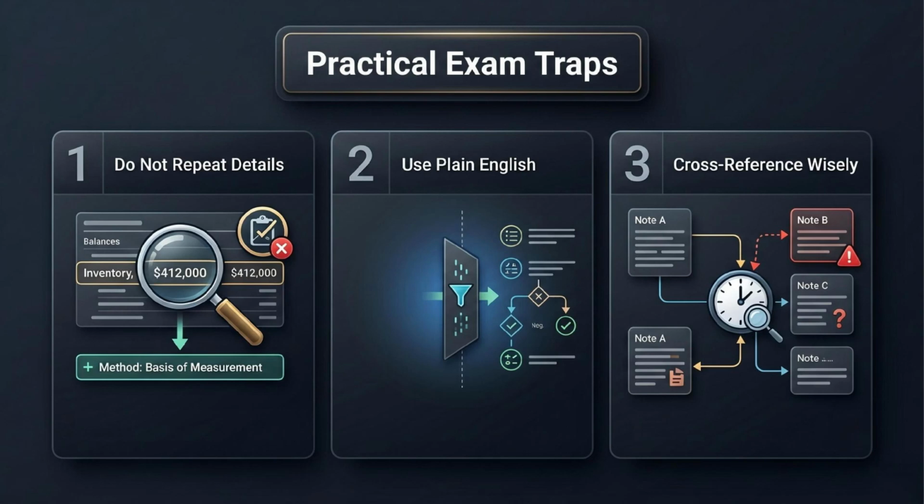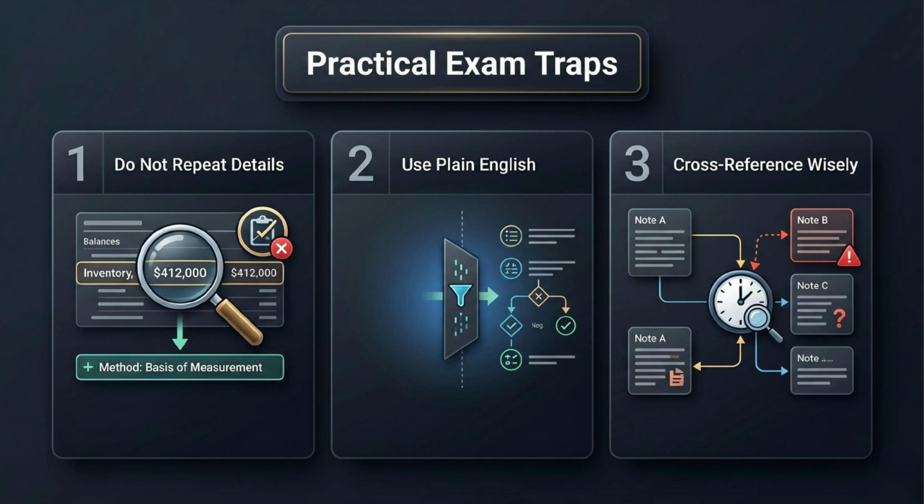Let us close with 3 exam traps. First, do not repeat details that are already visible on the face of the statement. If the note says only, inventory was $412,000, it has not explained the accounting policy.